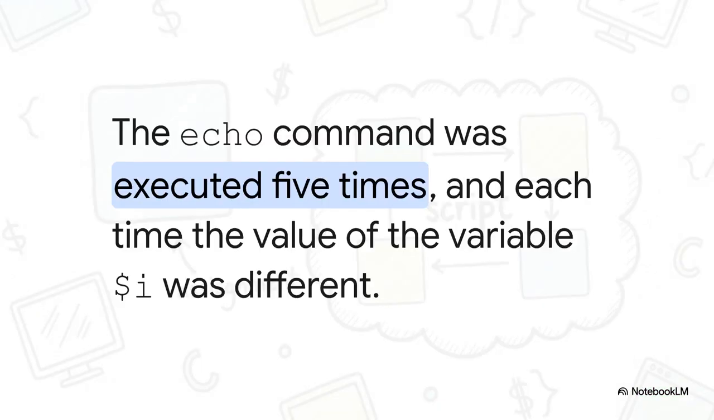And check out the result. That one single line of code, echo number $i, ran 5 separate times. And each time, the variable i held a different value from our list, giving us 5 unique lines of output. This is the very core of how you automate tons of work with just a tiny bit of code.